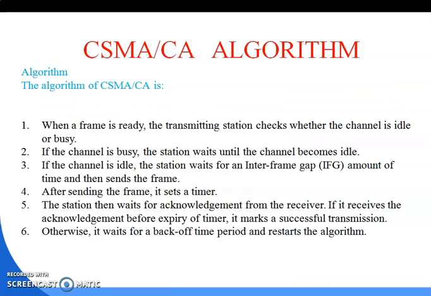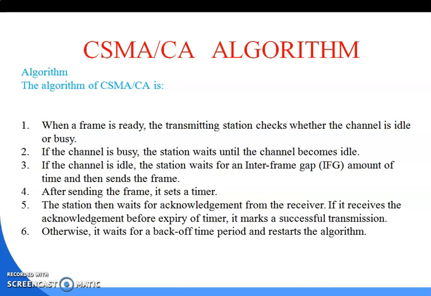Next, what is the algorithm of CSMA/CA? When a frame is ready, the transmitting station checks whether the channel is idle or busy. That means before transmission, you should check whether your channel is free or busy. Second step, if the channel is busy, the station waits until the channel becomes idle.